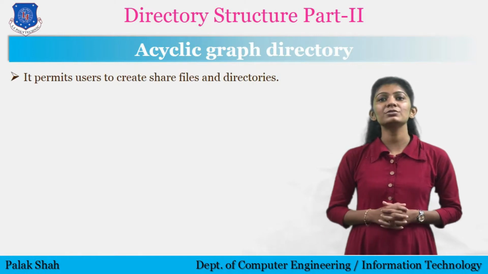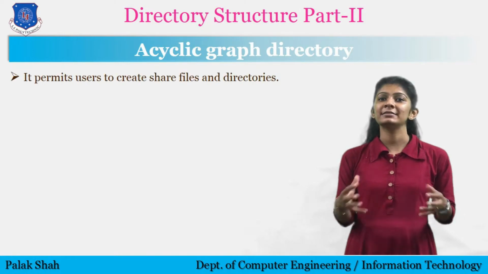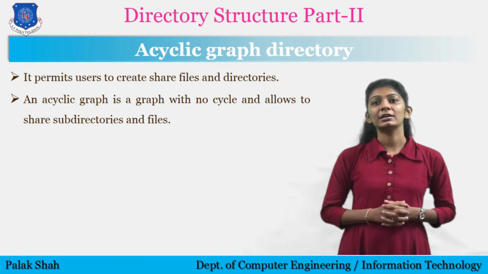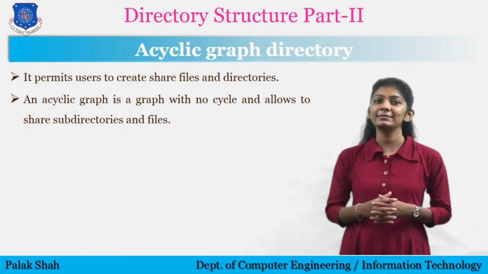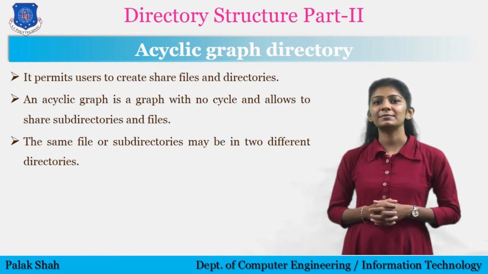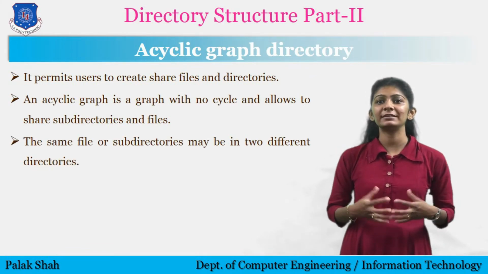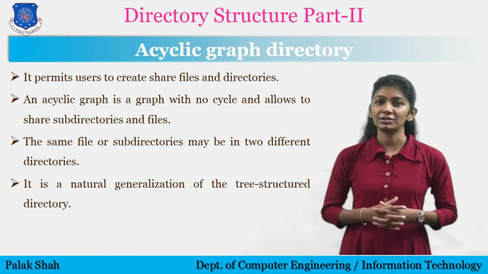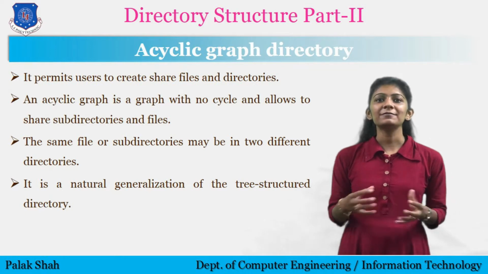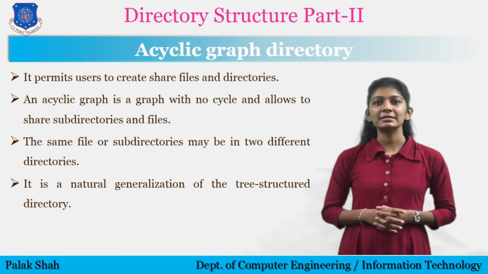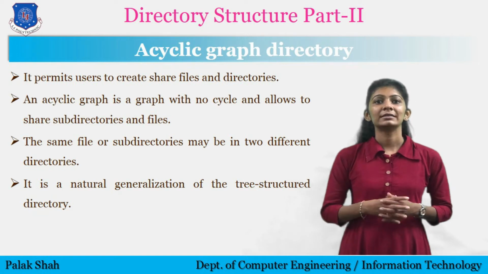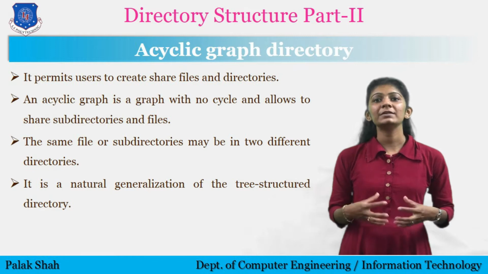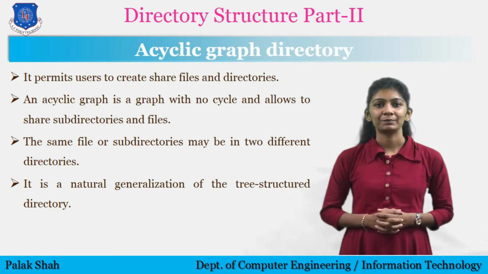It permits the user to create shared files and directories. An acyclic graph is a graph with no cycle and allows sharing of subdirectories and files. The same file or subdirectory may be in two or different directories. It is a natural generalization of the tree structure directory. Shared files and directories can be created using the link operation. This operation allows a file or a directory to appear in more than one directory.